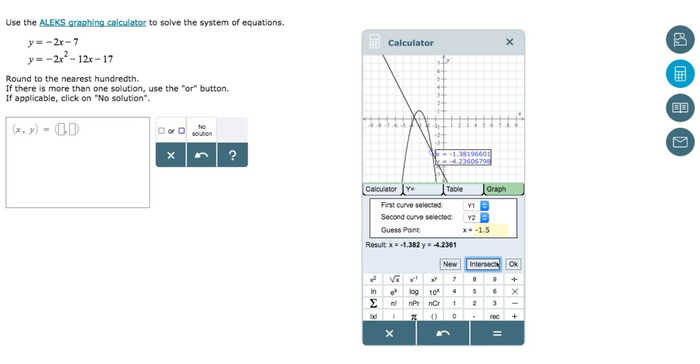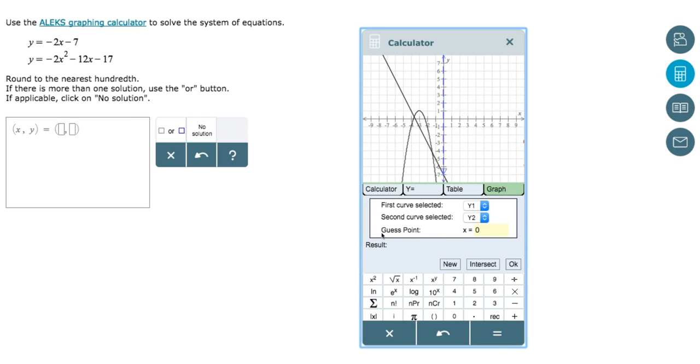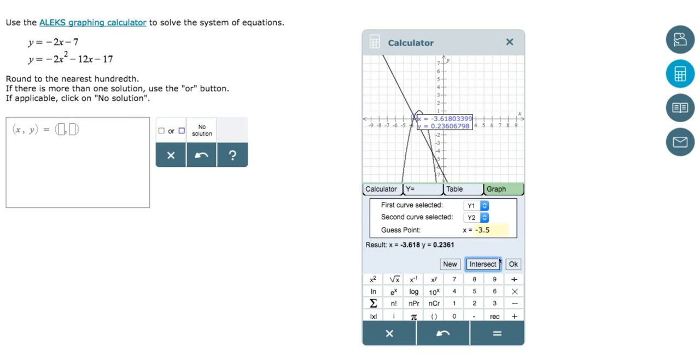Now we click Intersect, and the calculator tells us that there's an intersection at approximately negative 1.38, negative 4.24. If we click New, we can repeat these steps to find the x and y values at the second point of intersection. Should we use a guess point of x equals negative 3.5? That sounds good. When we do this and click Intersect, we find that the actual point of intersection is at approximately negative 3.62, 0.24. So the solutions to the system of equations are negative 1.38, negative 4.24, and negative 3.62, 0.24? Right. Let's see how that works.